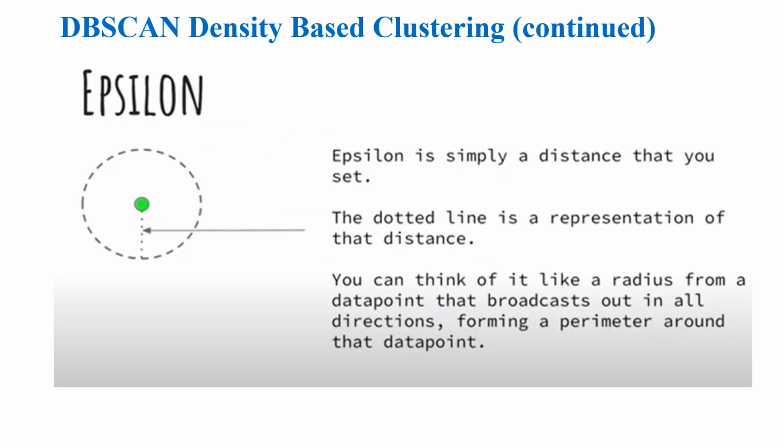Next I've got some slides that I really liked. I found these on the internet, and they help describe and visualize epsilon and the minimum number of points. It's a good visual here. First, this green dot here, consider it a core point, and the line going to the circle is the radius, or epsilon. Epsilon is simply a distance that you set. The dotted line is a representation of that distance. You can think of it like a radius from a data point that broadcasts out in all directions, forming a perimeter around that data point.